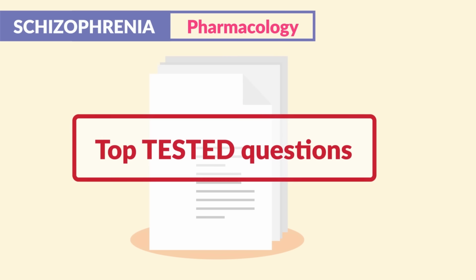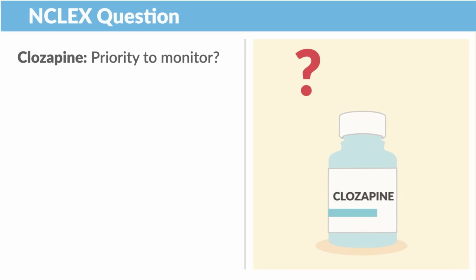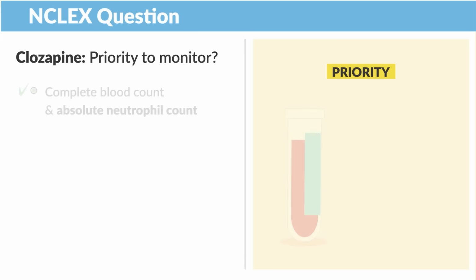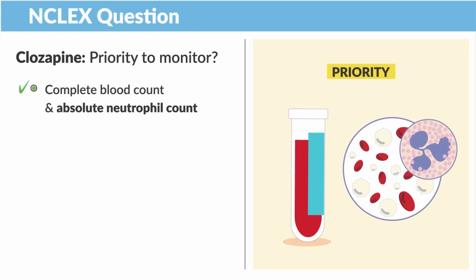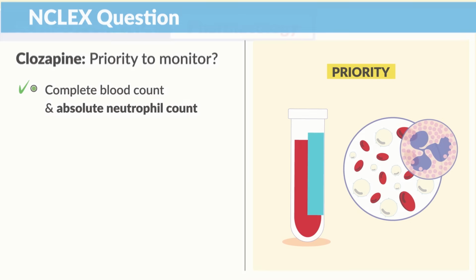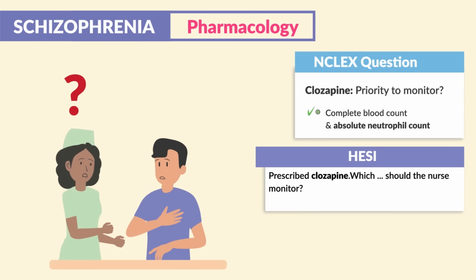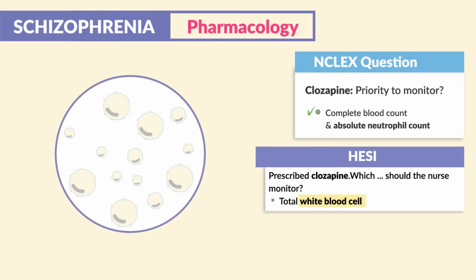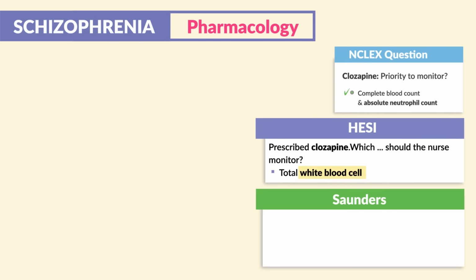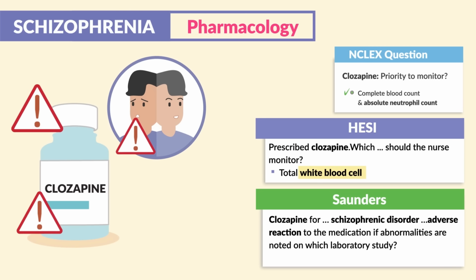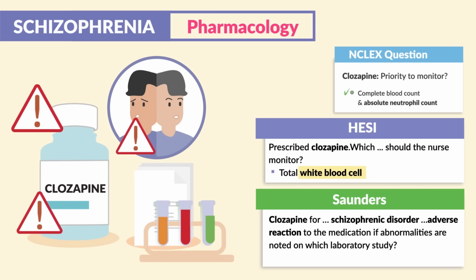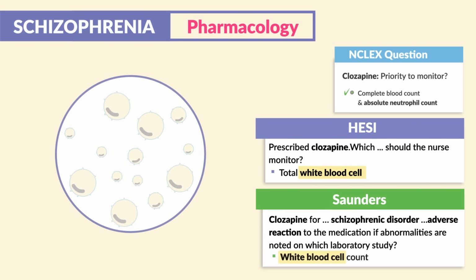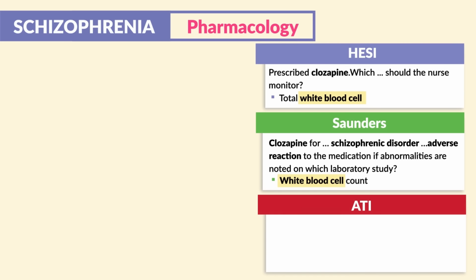Okay, now for some top tested questions from our top quiz banks. The big NCLEX question to know is clozapine, priority to monitor, complete blood count, and absolute neutrophil count, those white blood cells. And Hesse mentions, a client is prescribed clozapine. Which should the nurse monitor? A total white blood cell count. And Saunders, clozapine for schizophrenic disorder. Adverse reaction to the medication if abnormalities are noted on which laboratory study? White blood cell count.